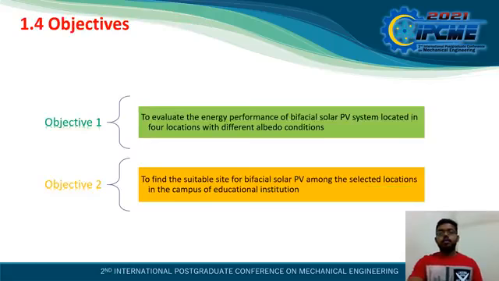Coming to the objectives, the first objective is to evaluate the energy performance of bifacial solar PV system for different albedo conditions, located in an education institution. In this case, I have chosen University Malaysia Pahang Pekan campus for the study. The second objective is to find a suitable area for bifacial solar PV system.